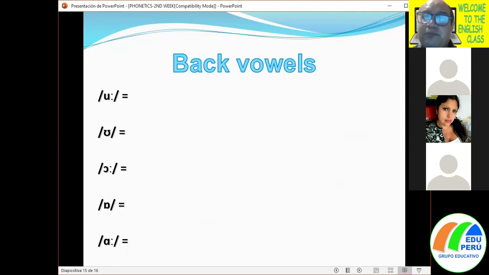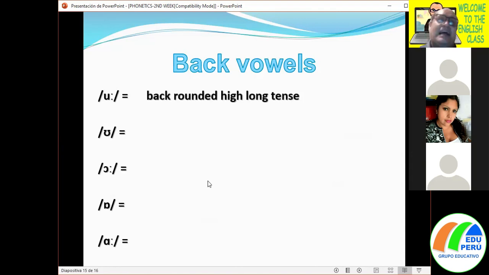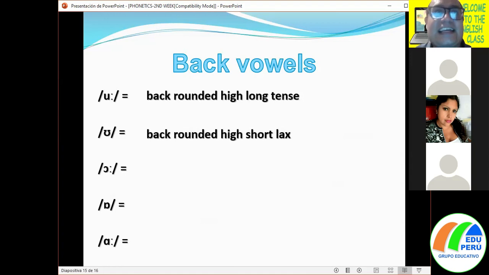And notice here how I'm changing the shape of my lips, all right? So this vowel is back, rounded. Notice here you're not going to use open, mid-open, close, no. Rounded, back, rounded, high, long, tense. The other, this is a short one. Back, rounded, high, short, lax.